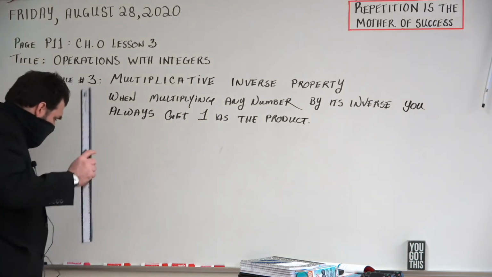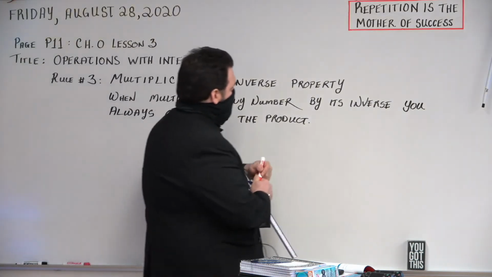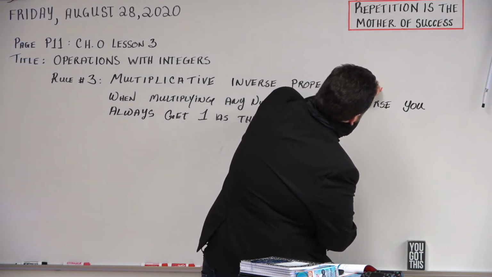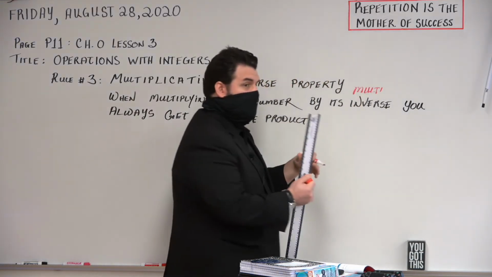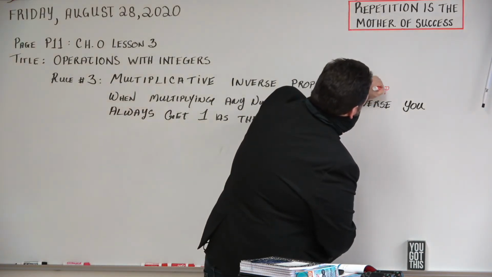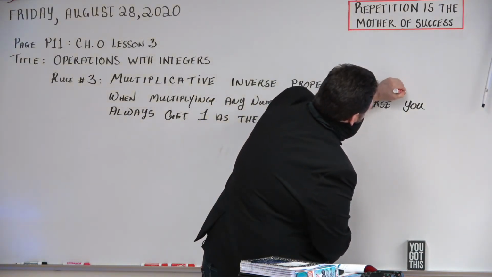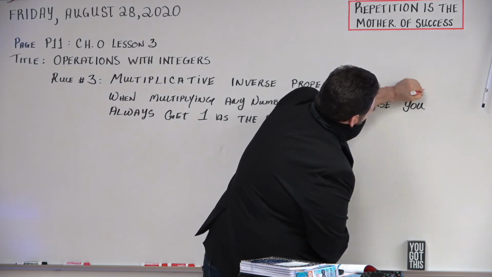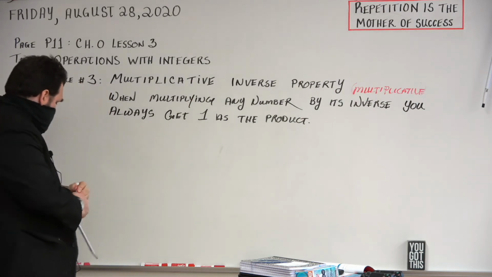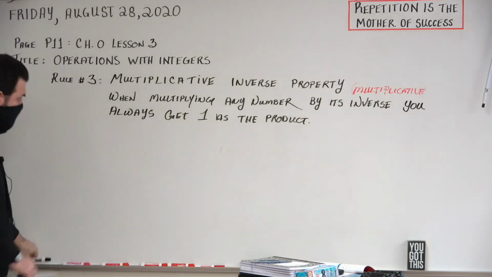Now the key here is to write by its multiplicative inverse. There's a difference between an additive inverse and a multiplicative inverse. So I would write multiplicative above the word inverse so you know it's a different type of inverse. Let's do an example.